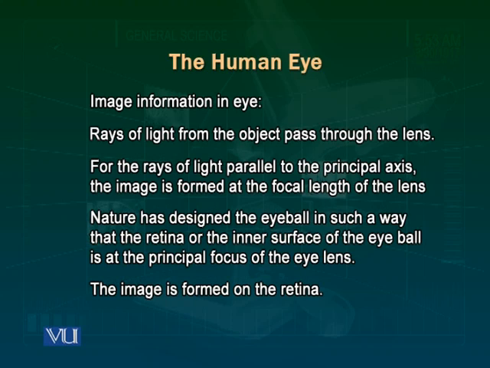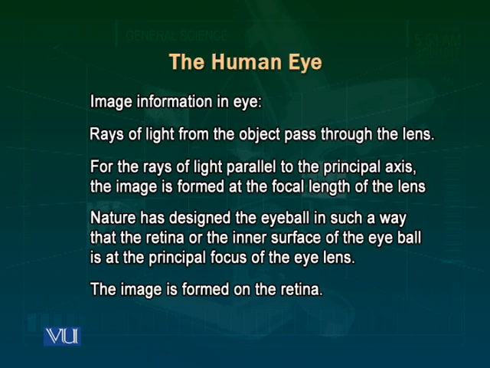Now, the eye is naturally constructed in such a way that the image is formed on the retina. Therefore, in the normal human being, if I'm looking at an object, I will always find that the object is in focus because the image is being formed on the retina. The lens is acting as the converging of light.